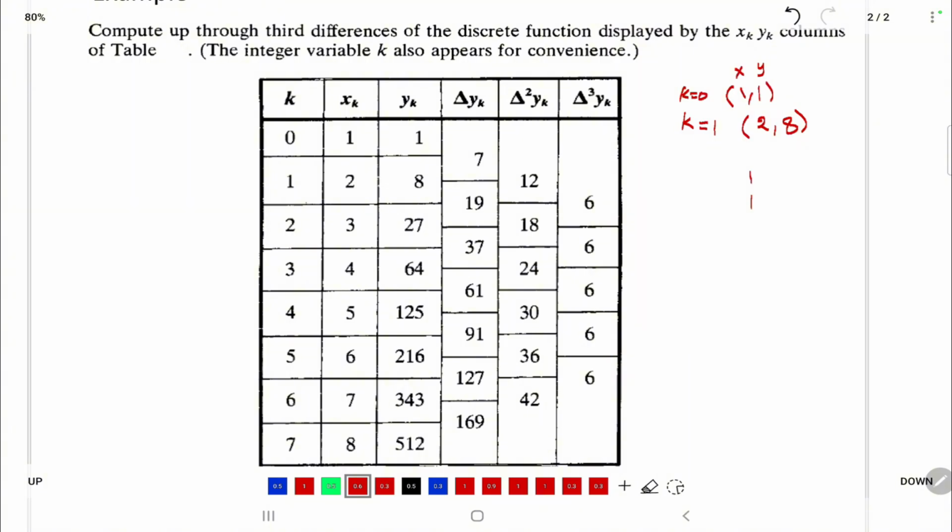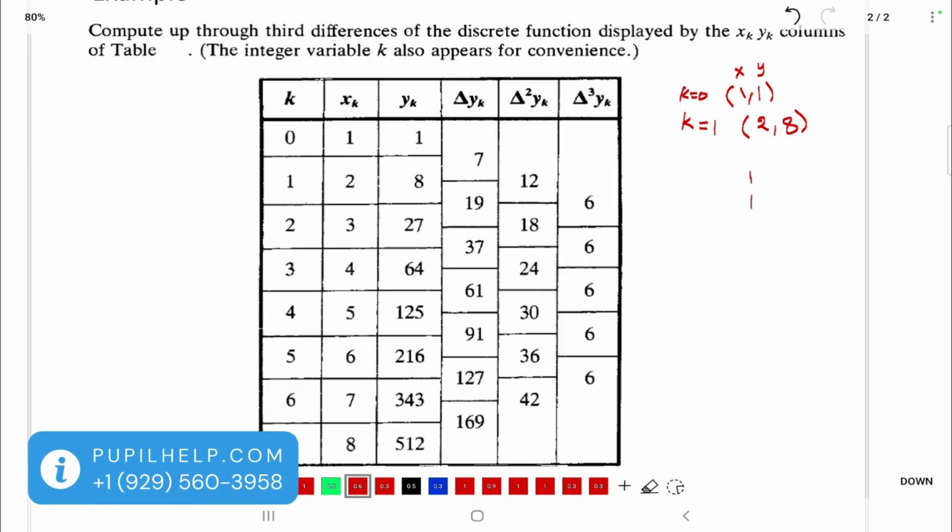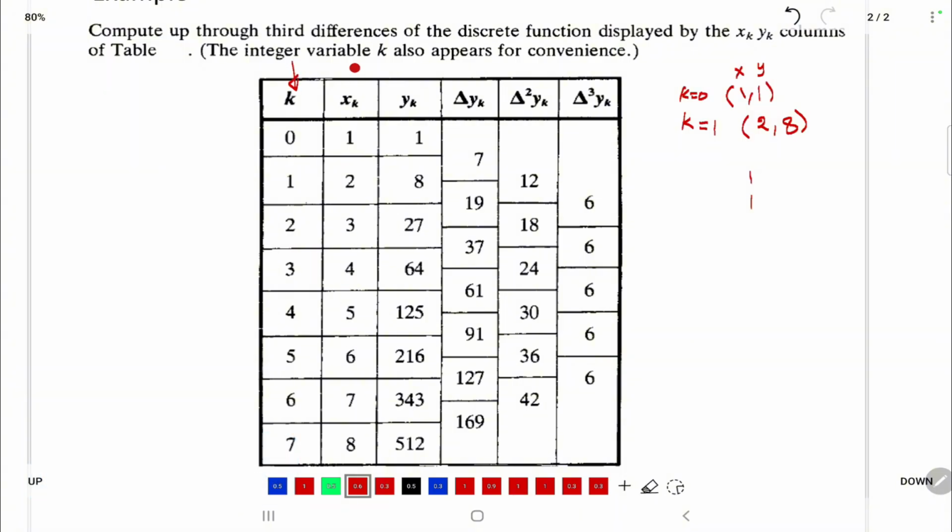Now, from this table, we can just calculate the finite differences. You see, these are all given. Okay, how can we calculate the first difference? It is very easy. The first difference, this column, is this one minus this one. So 8 minus 1, it is 7. 27 minus 8, it is 19. 64 minus 27 is 37. And so on. So for this value, it is 512 minus 343, it is 169. So this is the first difference.